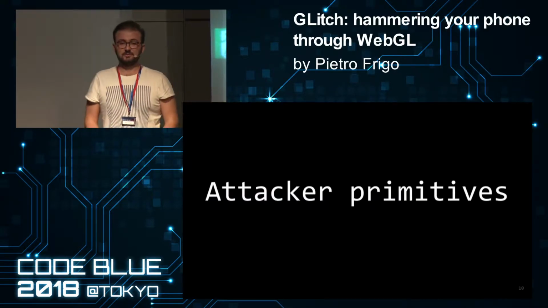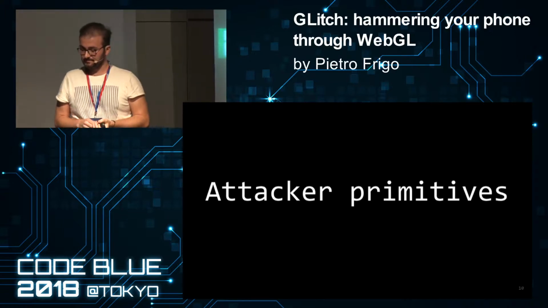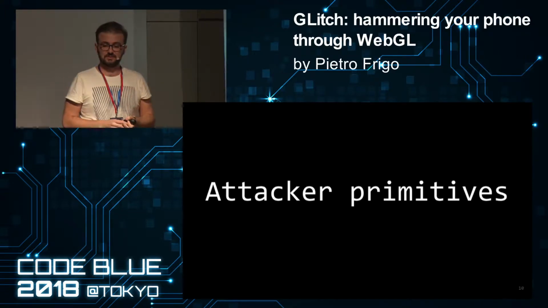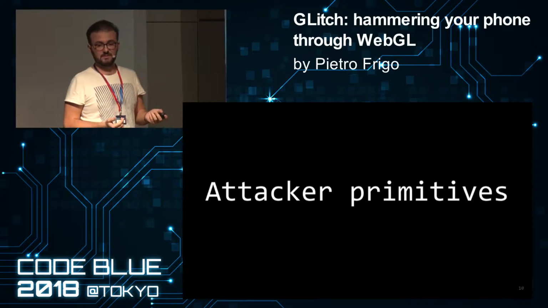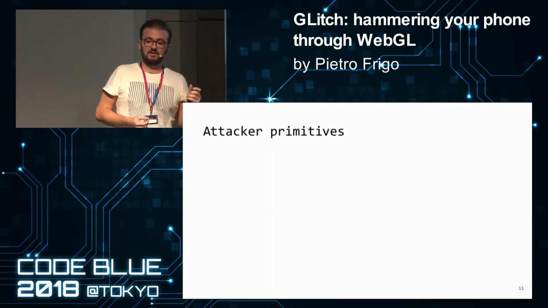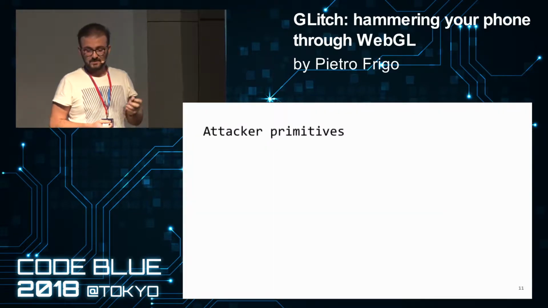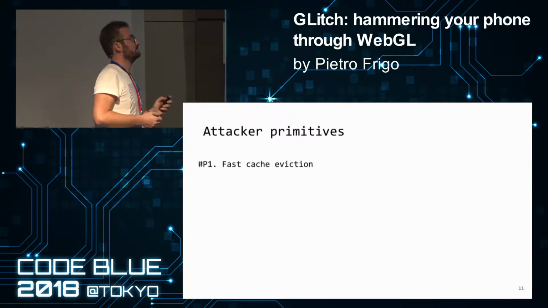And I started looking into what you need to build this kind of attack. When you think about attacks, usually you think about the primitives that you need to build the attack. And in the case of Rowhammer attacks, you have two main primitives. The first one is fast cache eviction.